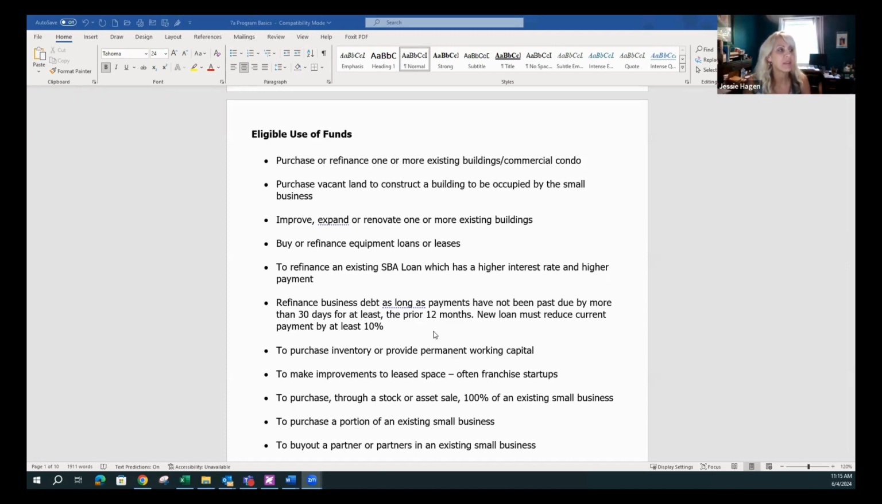The big key, though, is refinancing business debt only is allowed as long as the payments have not been past due by more than 30 days for the last 12 months.